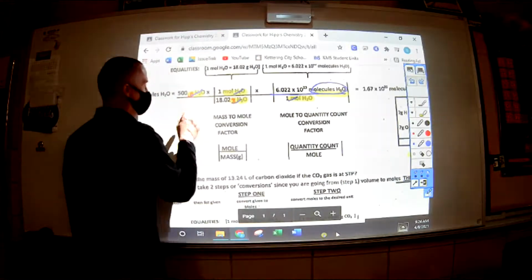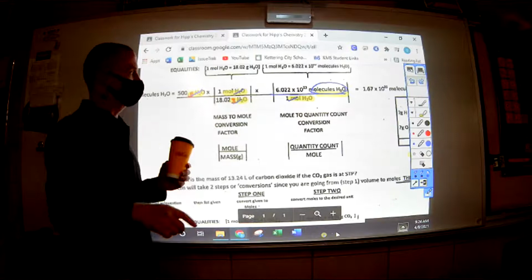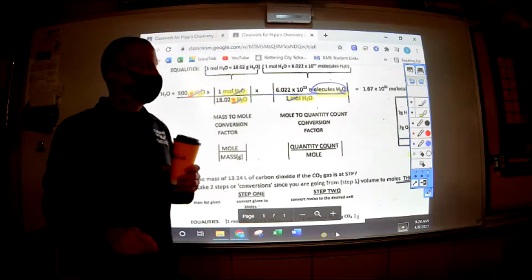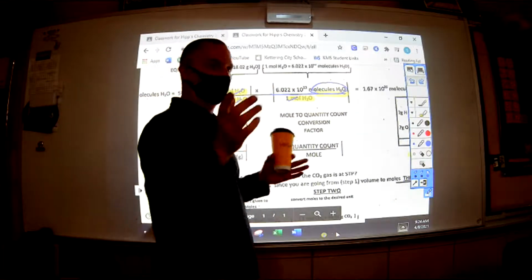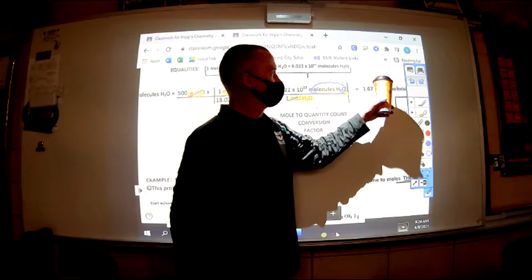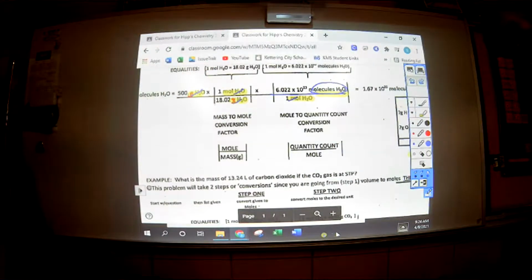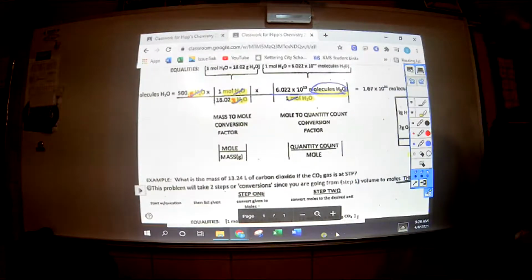How would I punch this in my calculator? Could I take 500 divided by 18.02 and hit equals? Then I can take it times 6.022 times 10 caret 23. I should get the answer. See if you get the same answer I got on your calculator. This is how we use this chart. By the way, use the chart. Use that chart when you do the problems.